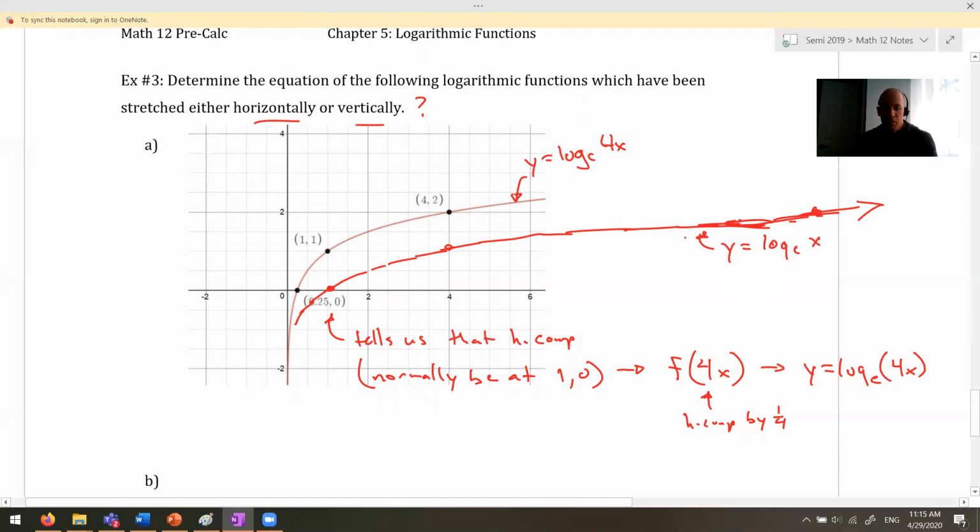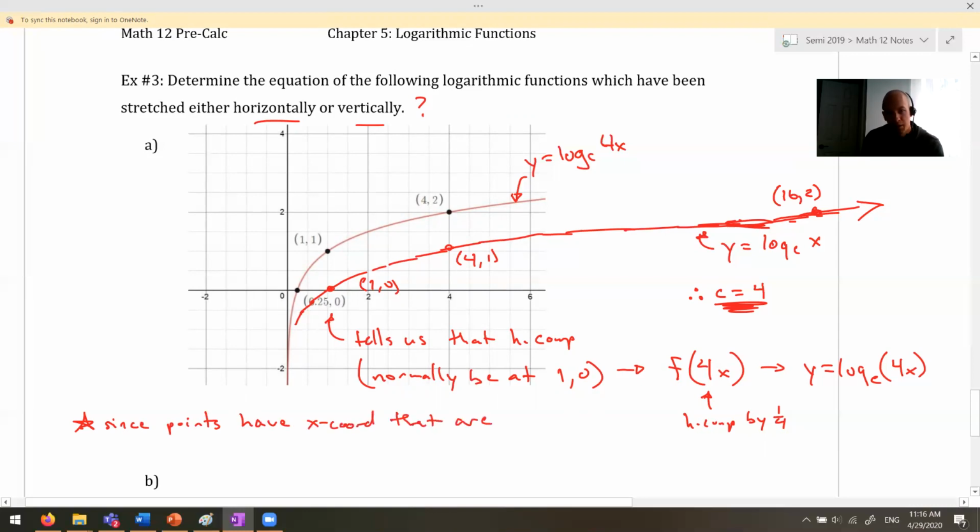So we just need a way of figuring out base c. There's not really an amazing mathematical way to do this, although you could do it forcing it with algebra. What we should be able to do is see that my points are 1, 0, 4, 1, 16, 2, and conclude that therefore the base is 4. We can see these are all powers of 4, and let me write a little statement down here. Since points have x coordinates that are powers of 4, the base must be 4.